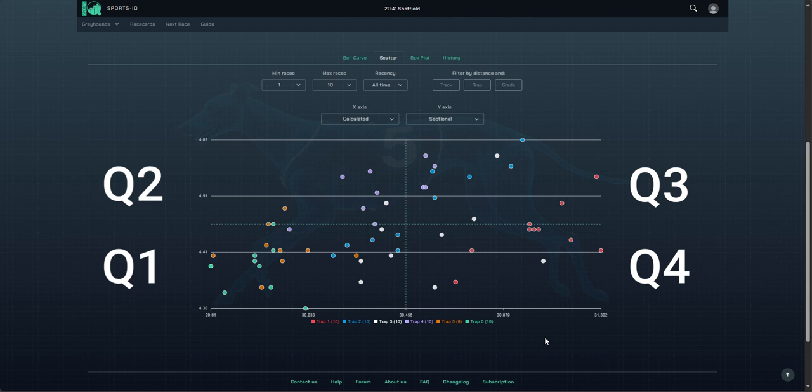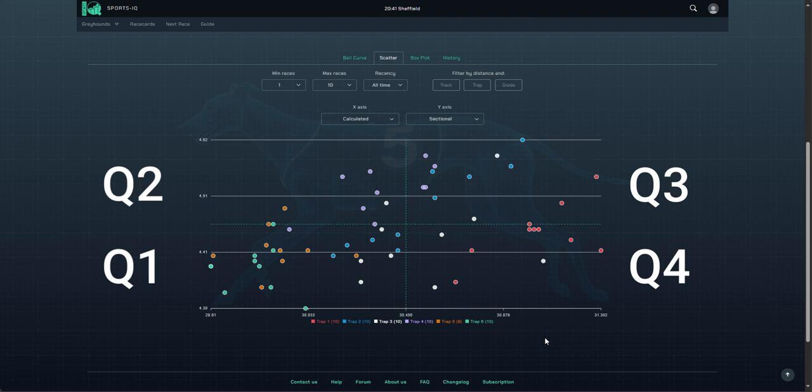So they can trap fast and finish last. So to pick dogs that will consistently win or place and come in the top two, we need to be looking at the bottom left hand quadrant. Clusters for the same dog show that the dog is consistently fast in sectional time and calculated time, meaning they can trap fast and finish really well.